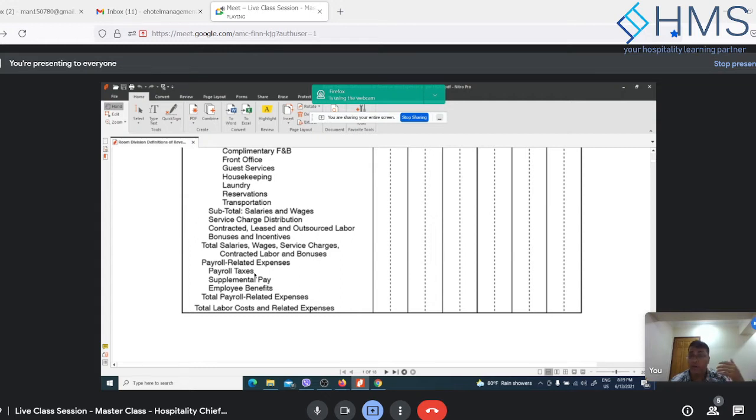Supplemental pay will include your vacations, your gratuities, extra payment which is accumulated over a period of time. So that will be supplemental pay. And then there are employee benefits. So the in-kind benefits that you are providing to the staff, which can be your meals, can be your accommodation, can be your social security benefit, health insurance, life insurance. Those all are part of your employee benefits.